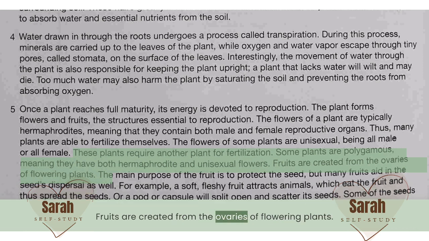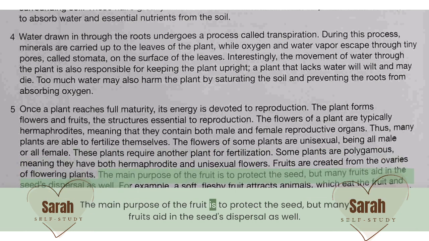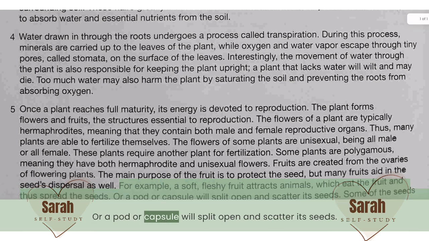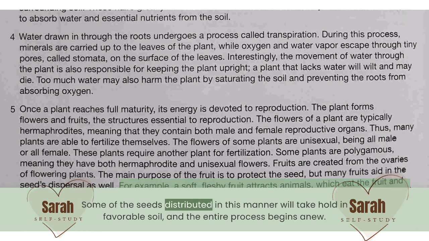Fruits are created from the ovaries of flowering plants. The main purpose of the fruit is to protect the seed, but many fruits aid in the seed's dispersal as well. For example, a soft, fleshy fruit attracts animals, which eat the fruit and thus spread the seeds. Or a pod or capsule will split open and scatter its seeds. Some of the seeds distributed in this manner will take hold in favorable soil, and the entire process begins anew.